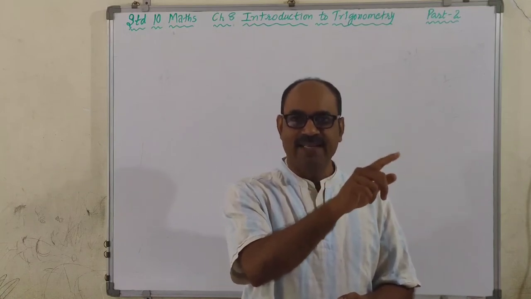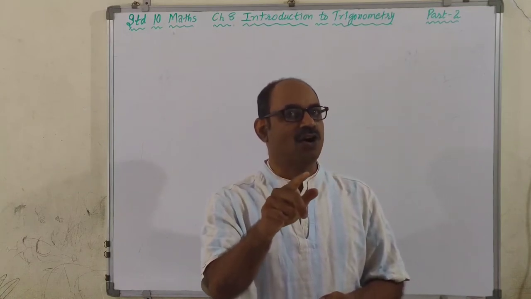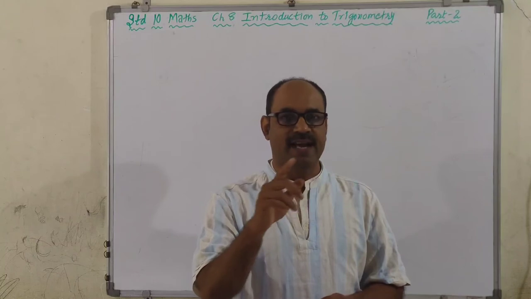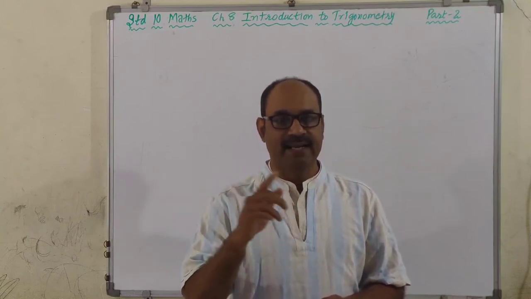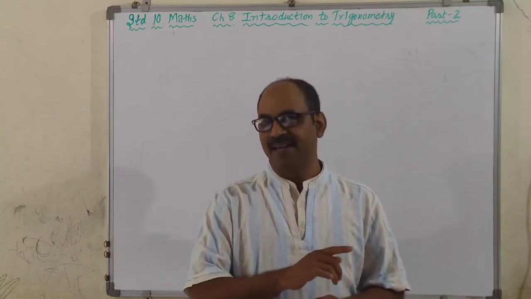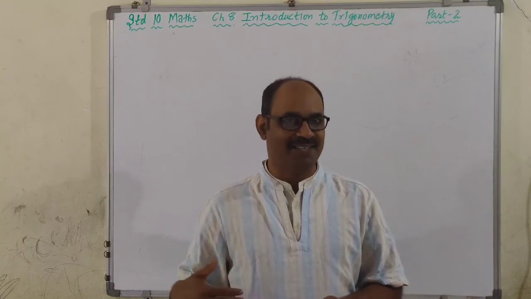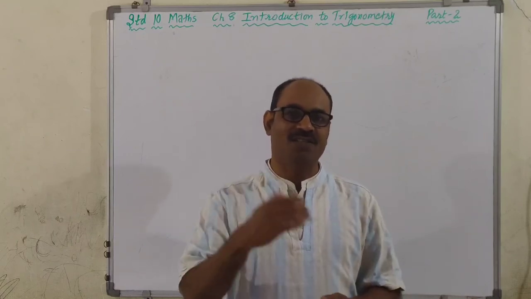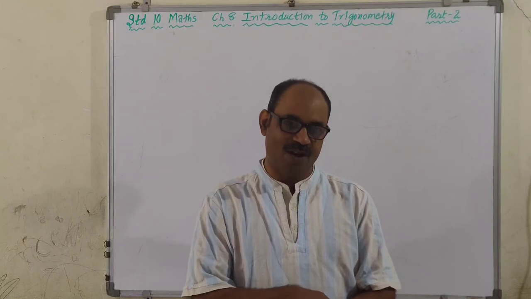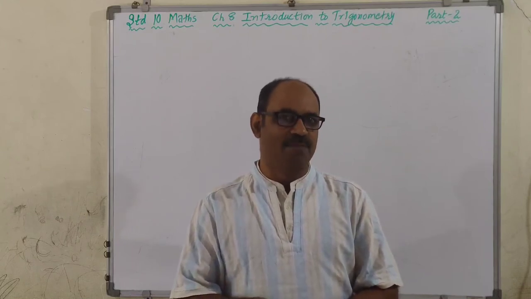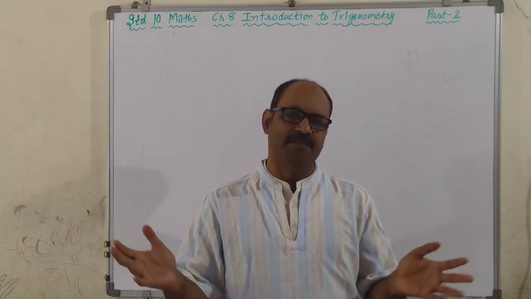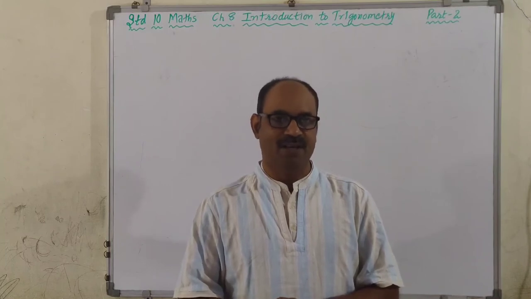Sin theta into cosec theta is 1. Cos theta into sec theta is 1. Tan theta into cot theta is 1. Tan theta is equal to sin theta upon cos theta. And cot theta is cos theta upon sin theta. Alright. 3 more things we have to learn before we see the examples of this chapter.